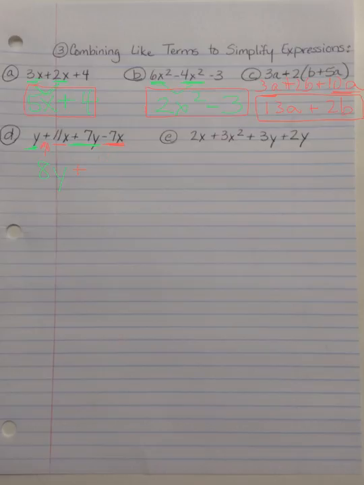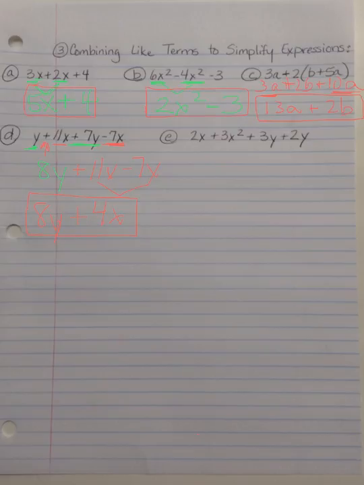No, that's right. Plus 11x minus 7x, and then I can combine these, and that becomes 4x. And you could do that in your head, but it becomes 8y plus 4x. And that's as far as I can go, so my expression is simplified.